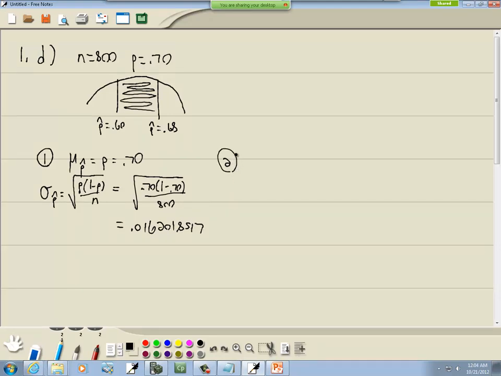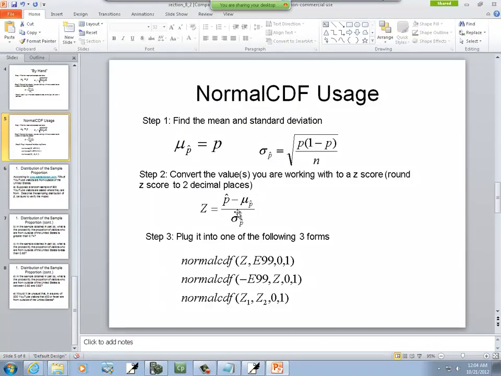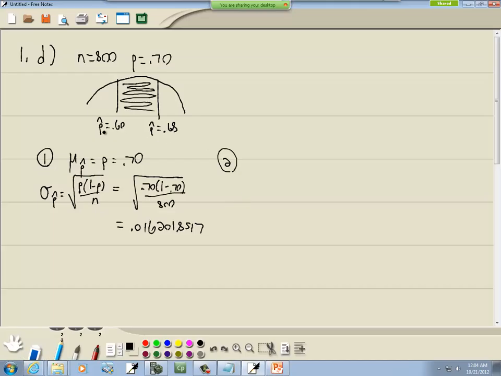And second step is change these to z-scores. Well, we're going to have two of them. This is like the first one, and this is like our second one. So for our first p hat, we're going to have 0.60, and our second one we'll have 0.68. And you're going to find the z-score corresponding to both of these. So it's p hat minus mu sub p hat over sigma sub p hat. And this one the same way.